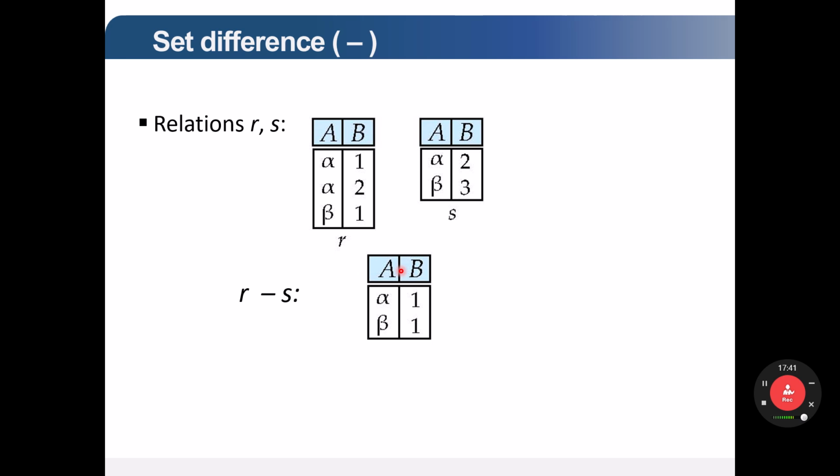Set difference is no different. Set difference is also binary operator, and we need the same number of attributes, and their domains must be the same. And as everyone knows here, if you apply this set difference, then common tuple will be removed in the output relation.